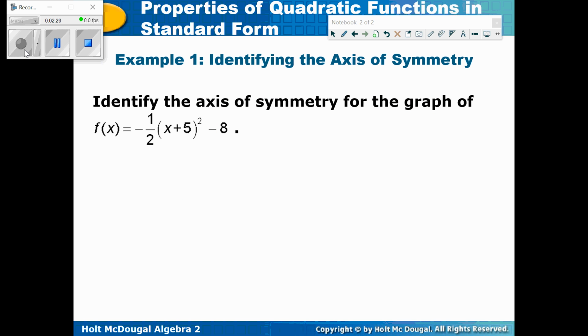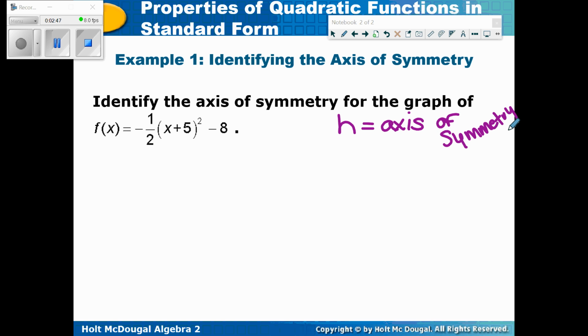All right, so if we look at this example and we're trying to find the axis of symmetry on the notes that you just wrote down, h equals the axis of symmetry. So anytime we are finding h, we can find the axis of symmetry.